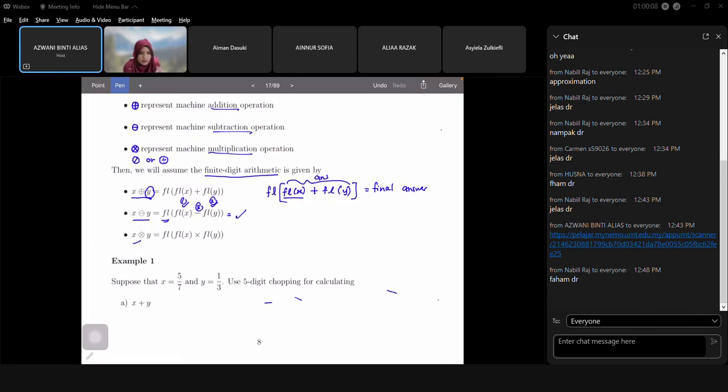Okay. Given X adalah 5/7, Y adalah 1/3. Use 5 digit chopping. Okay. Sebelum kita chopping, sebelum kita rounding, apa yang kita perlu buat adalah kita need to find the normalized form.